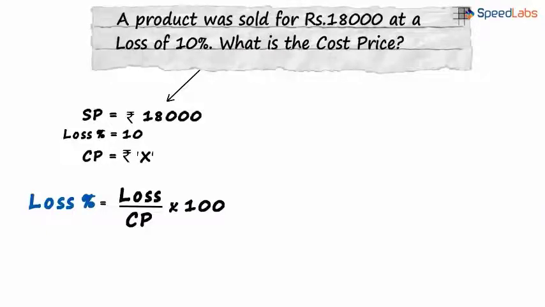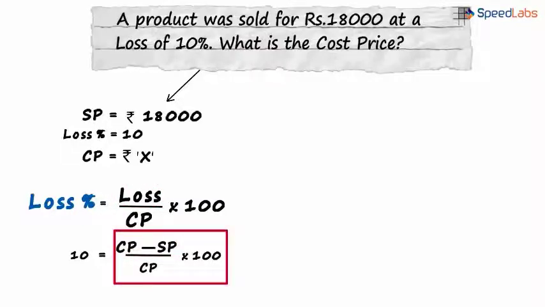The loss percent is given as 10. We can write the loss as CP minus SP. And we write CP as is in the denominator. And multiplying this fraction by 100. CP minus SP is the loss. If you observe this modified formula, you will see that we know SP and the only unknown is CP.